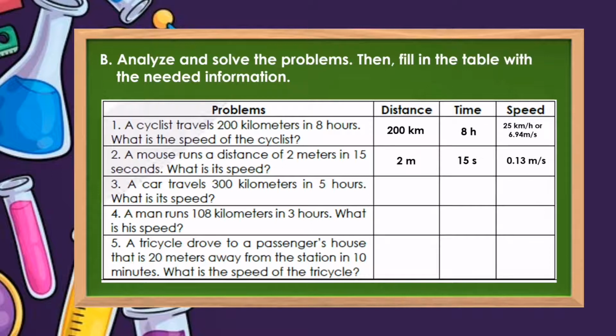A car travels 300 kilometers in 5 hours. What is its speed?